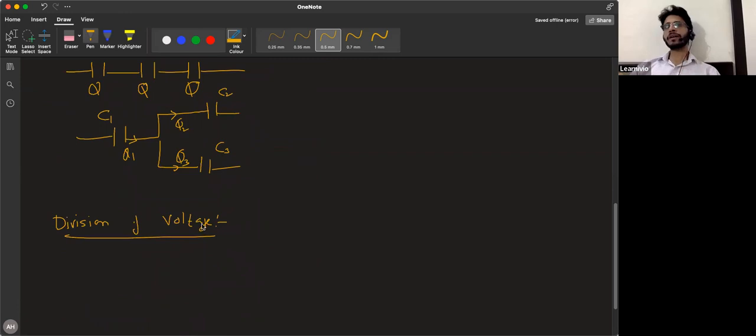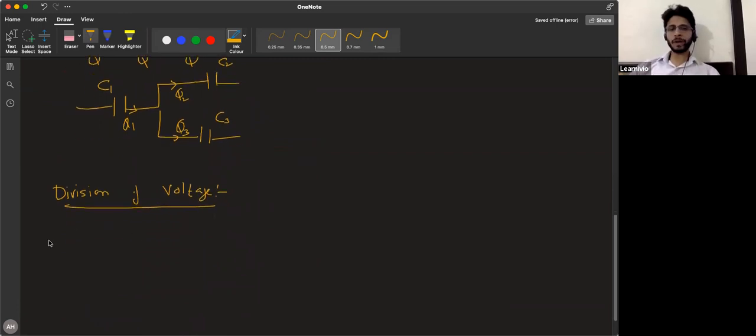Voltage does not divide due to branching. Let's see, when we have the same voltage, it divides due to a capacitor or resistor. We'll understand this concept through this example.